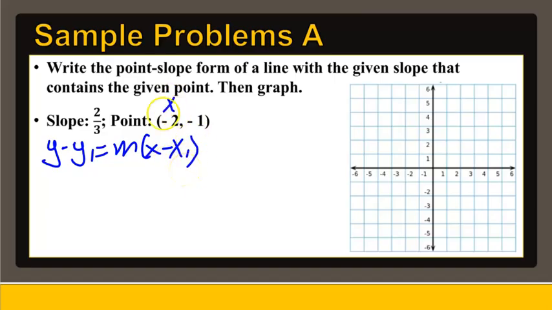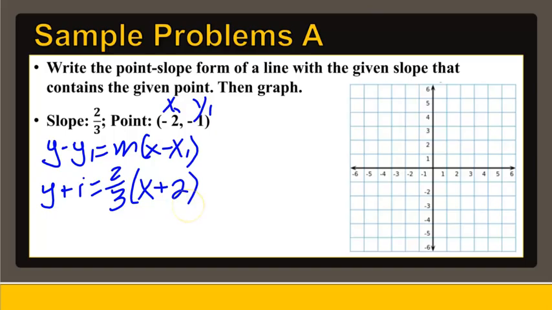So this is going to be my x1 and this is my y1. So if I plug everything in here, I would have y minus my y1 is a negative 1. So if I'm subtracting a negative 1, I'm really adding 1, equaling our slope 2/3 times x. If I'm subtracting a negative, again, I'm going to be really adding the opposites. So it'd be x plus 2.